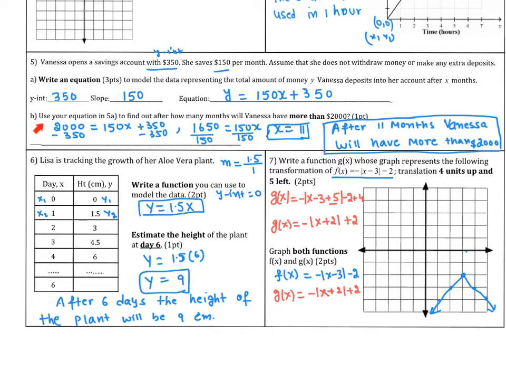Now, to answer letter B, you're going to find out after how many months Vanessa will have more than $2,000. So we're going to assume that y equals 2,000, and then we're going to solve for x, the number of months. So subtract 350 on both sides. You're going to get 1650. Divide by 150, and you're going to get x, the number of months, equals 11. So after 11 months, Vanessa will have more than $2,000.